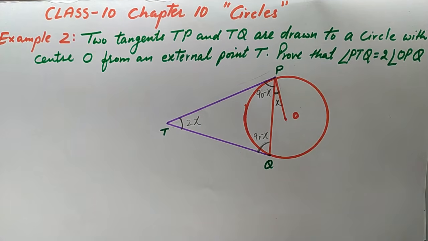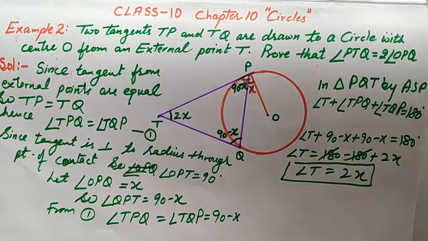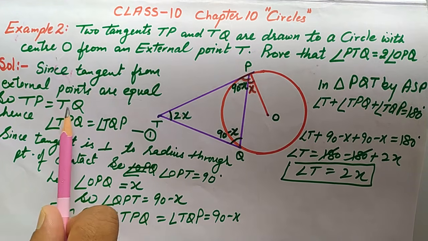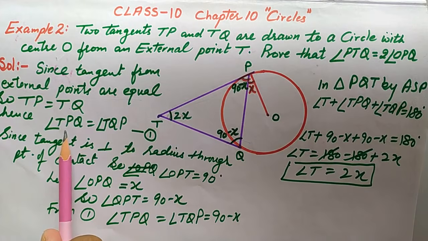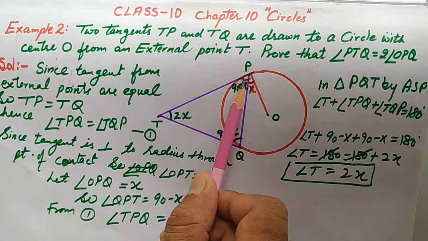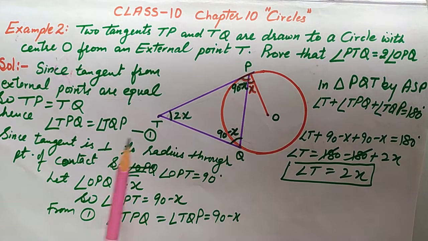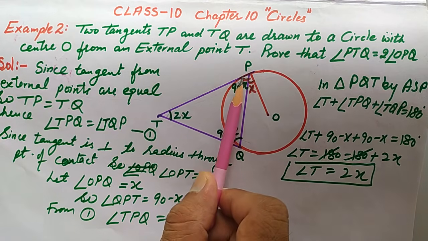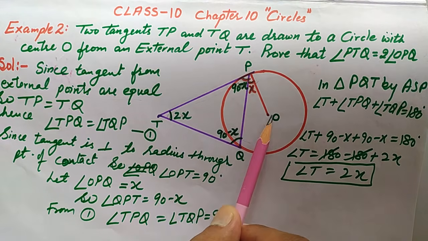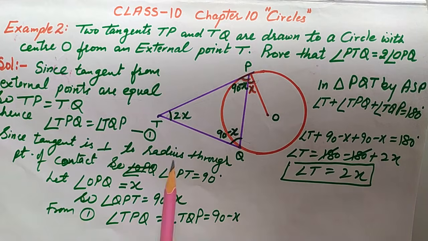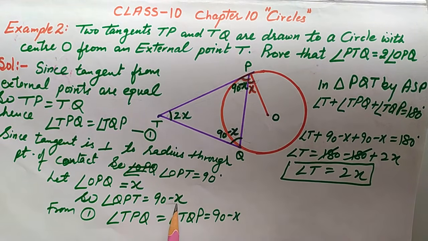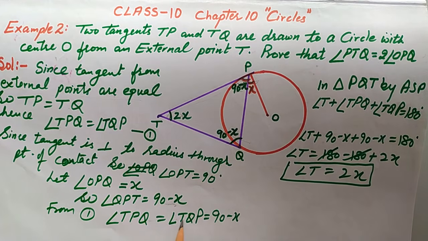So this way we'll write it now. It's written here. Since tangents from an external point are equal, so TP is equal to TQ. So angle TPQ is equal to angle TQP. These both angles are equal because angles opposite to equal sides are equal. Now since the tangent is perpendicular to the radius through the point of contact, this complete angle is 90 degrees. So it means angle OPT is 90 degrees. If I assume this angle as x, then this will be 90 minus x. So this is also 90 minus x because both are equal.